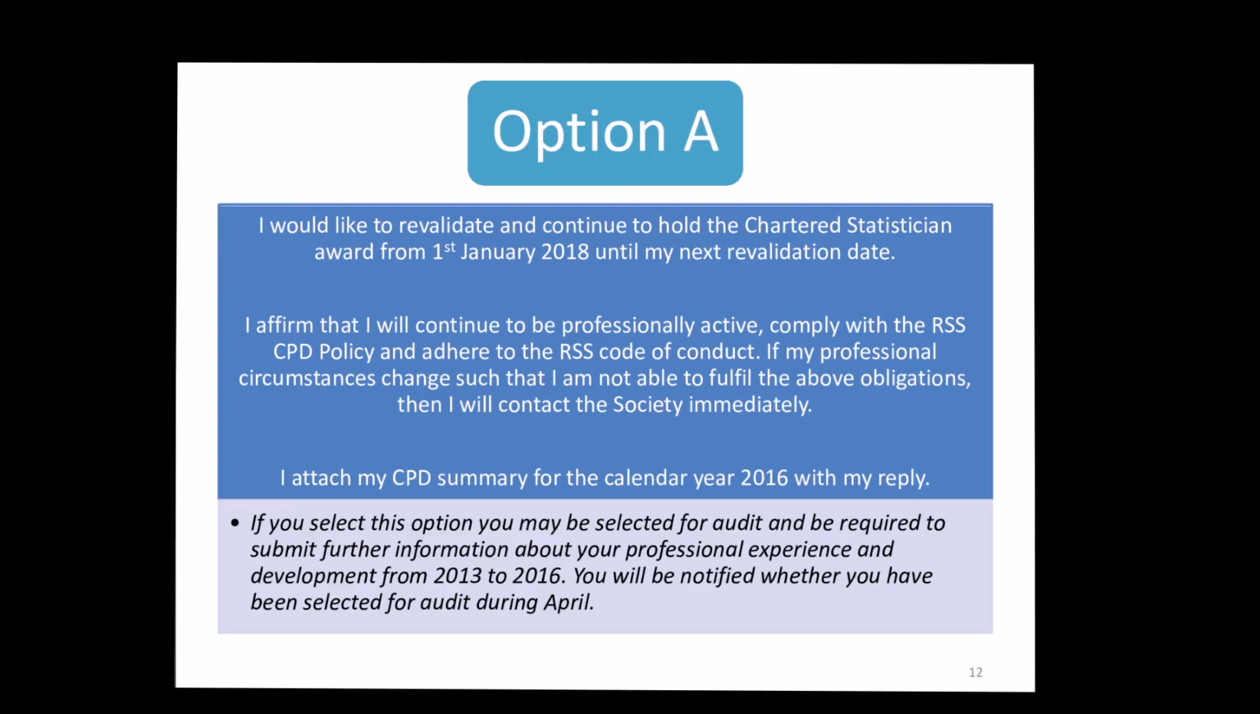So slide 12 describes option A. And there are 3 points to this option, so let me read through the option statement. I would like to revalidate and continue to hold the Chartered Statistician Award from the 1st of January 2018 until my next revalidation date. I affirm that I will continue to be professionally active, comply with the RSS CPD policy, and adhere to the Code of Conduct. If my professional circumstances change such that I am not able to fulfill the above obligations, then I will contact the Society immediately. And then I attach my CPD summary for the calendar year 2016 with my reply.